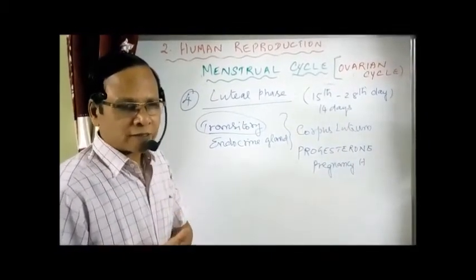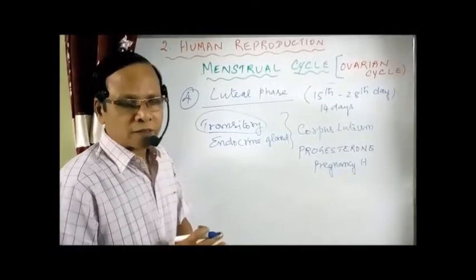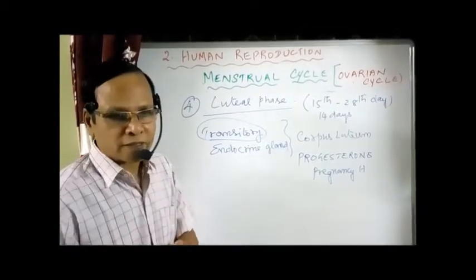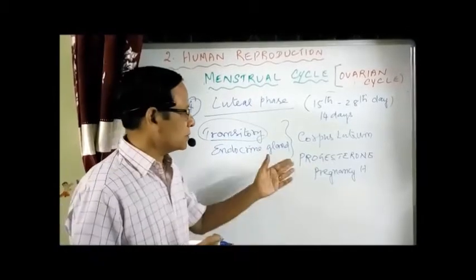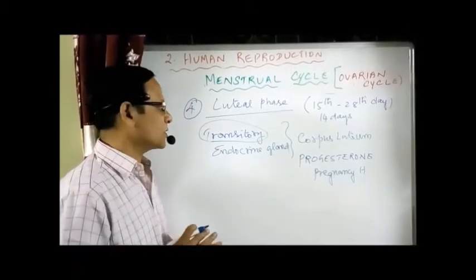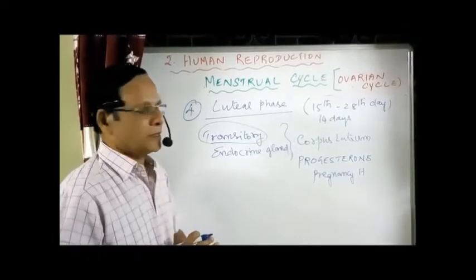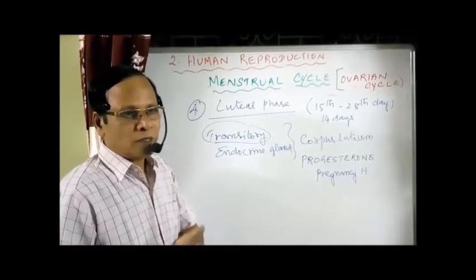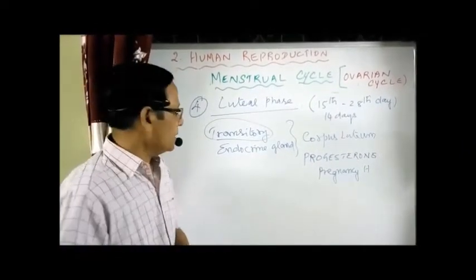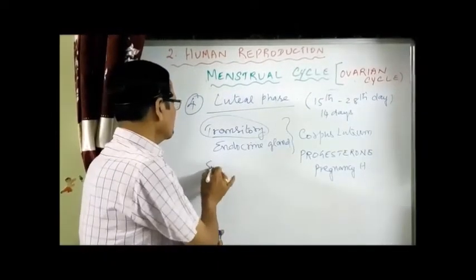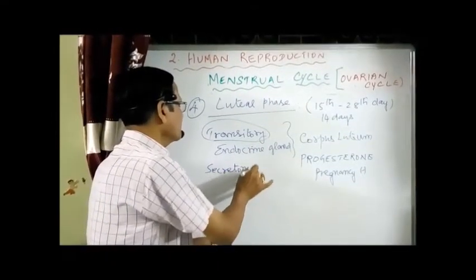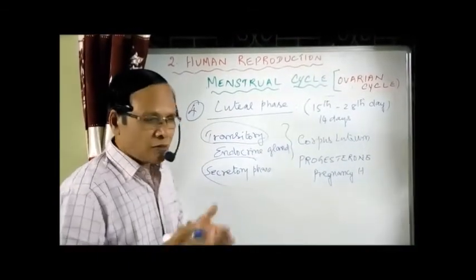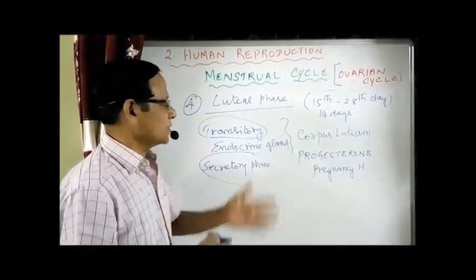Suppose fertilization occurs, this progesterone causes the implantation of the egg to the uterine wall and maintains the pregnancy. That is why it is called the pregnancy hormone. It's a steroidal hormone. During that period, the uterine wall secretes a nutritious fluid in the uterus for the fetus, hence it is called the secretive phase.